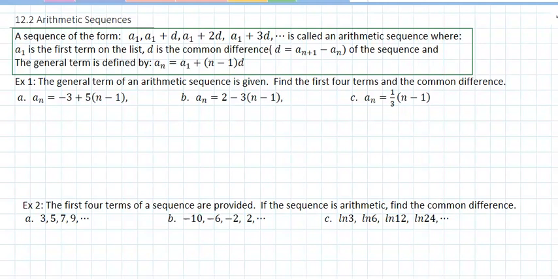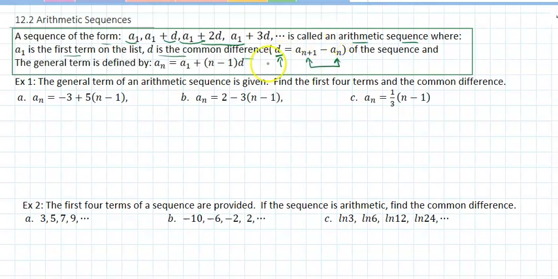12.2 talks about arithmetic sequences. A sequence of the form where you take a term, add a number, and add the same number again and again, so the difference between any two consecutive terms is that d that you add, is called an arithmetic sequence, where a sub 1 is the first term on the list and d is the common difference. You find this d, what you're adding, by subtracting the previous term from any term.